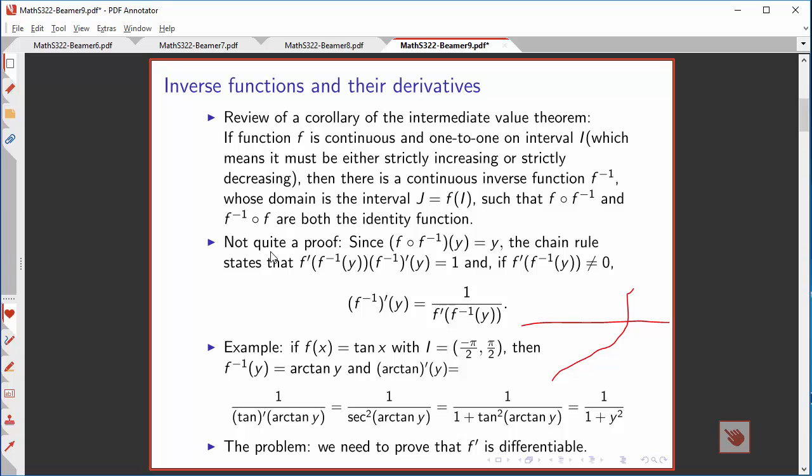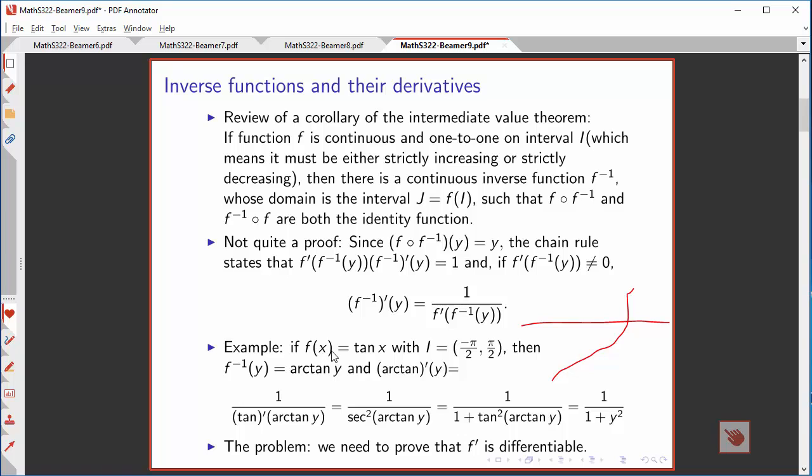Now, I will admit that until I started teaching this course, I regarded the following as a valid proof. I said, f composed with f inverse applied to y is the identity function. Let's apply the chain rule. f prime evaluated at f inverse of y multiplied by the derivative of f inverse at y equals the derivative of y, which is 1, and as long as I'm not dividing by 0, it follows that the derivative of the inverse function is 1 over f prime evaluated at f inverse.